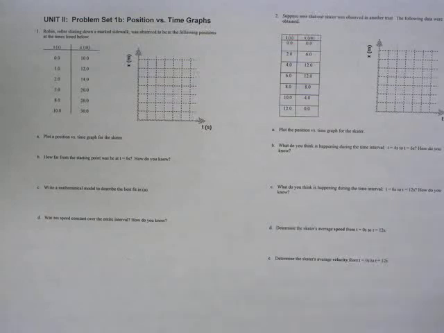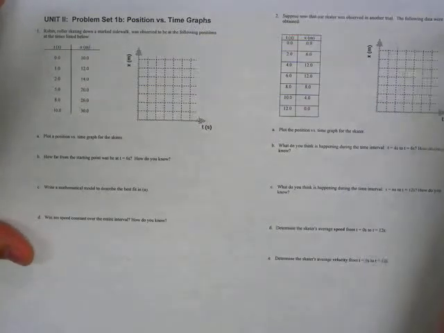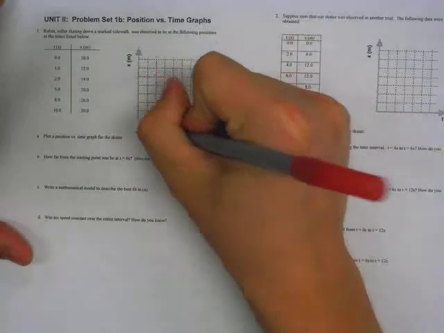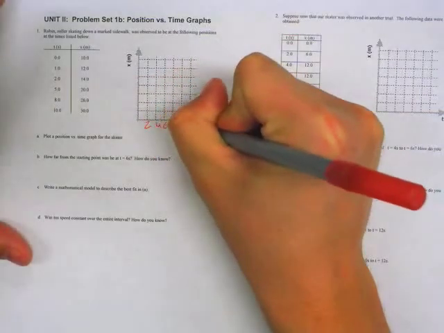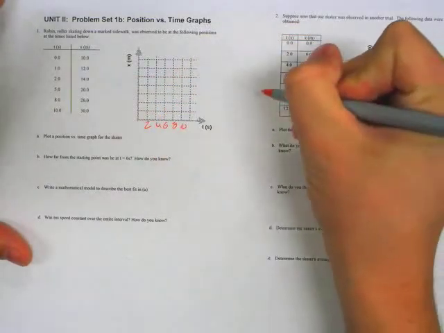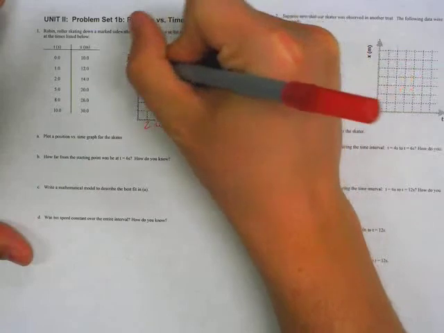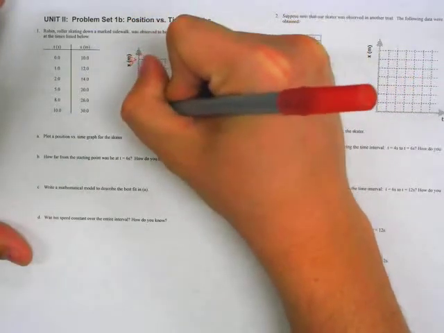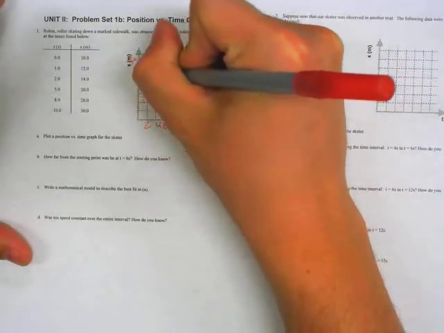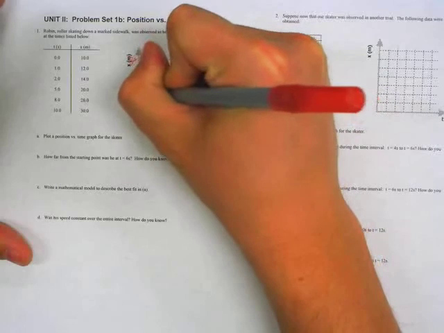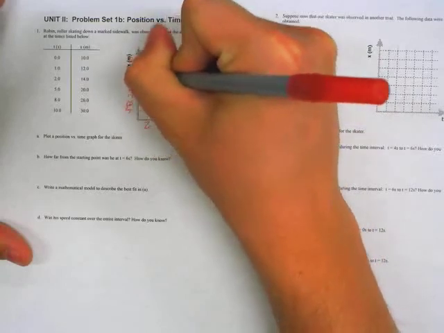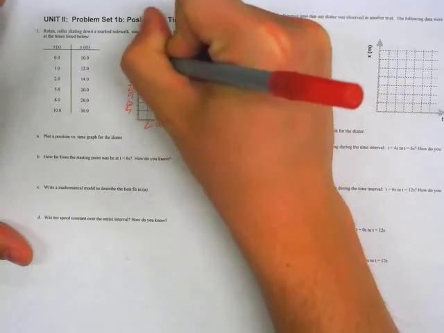Okay, so the first thing you need to understand are position-time graphs, and we did a couple of these with the Buggy Lab. For this one, I'm just going to get a quick sketch. This is 2, 4, 6, 8, 10, and this will be 5, 10, 15, 20, 25, 30. Okay, and then I'm going to sketch out the data.